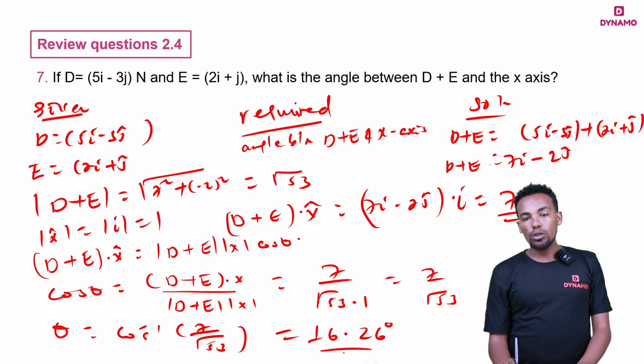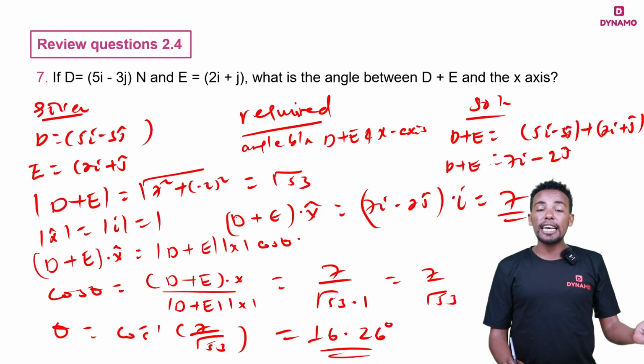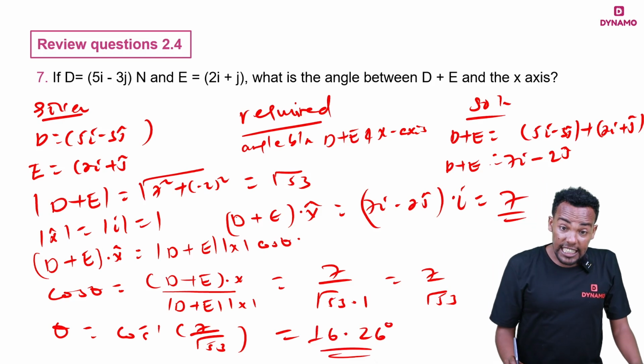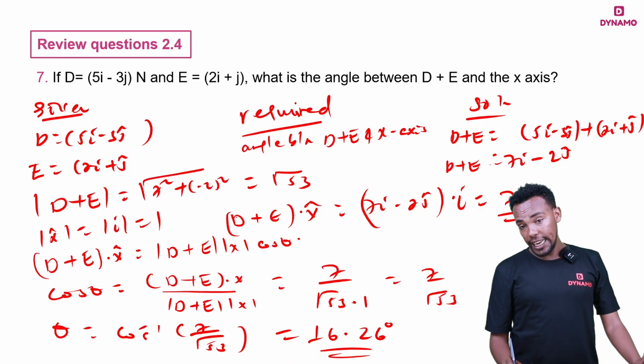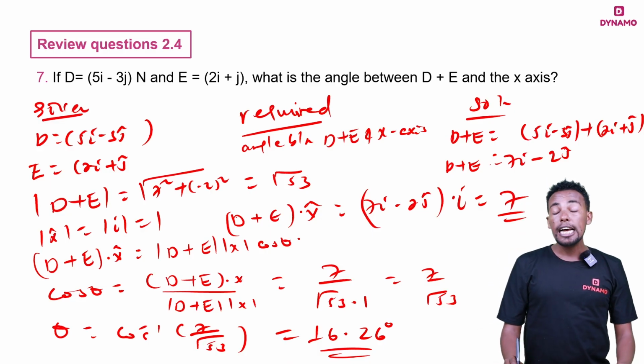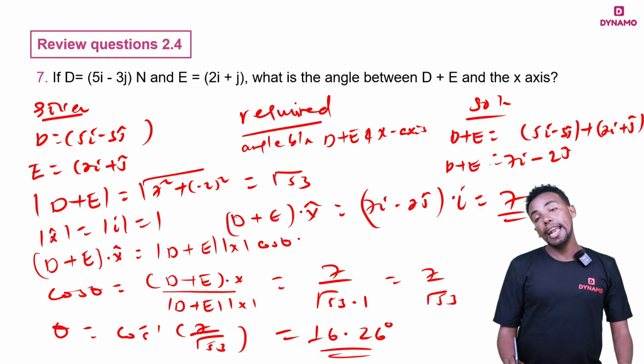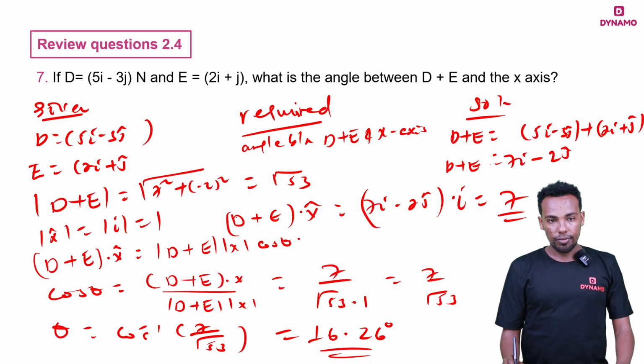That gives 16.26 degrees. So the angle between D plus E and the x-axis is 16.26 degrees.